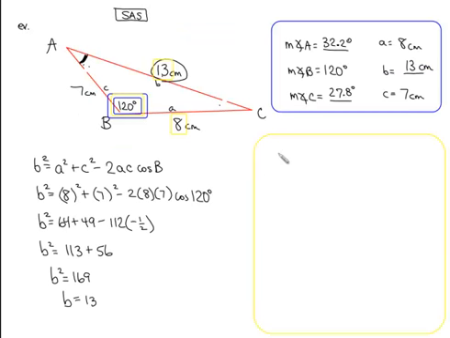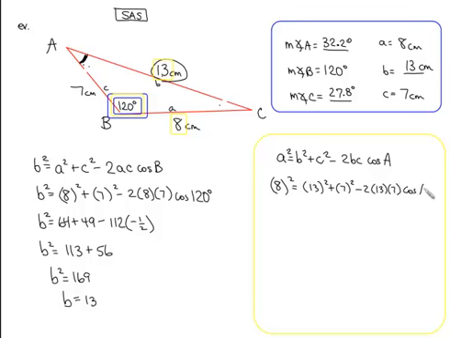So that means I'm now going to do a squared equals b squared plus c squared minus 2bc cosine of A. So a squared is 8 squared, equals b squared, there's my 13, plus c squared, there's my 7, minus 2 times 13 times 7 times cosine of angle A, which we don't know. That's what we're solving for, is angle A.